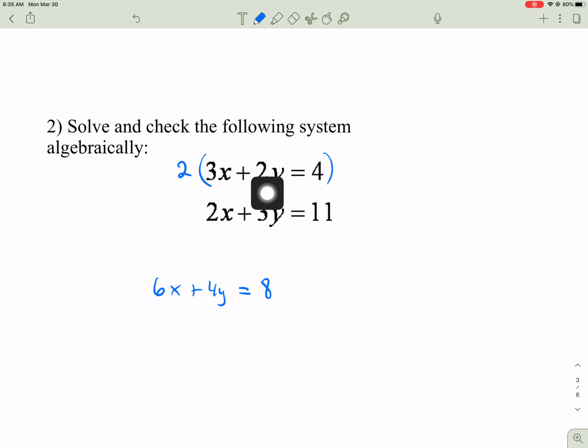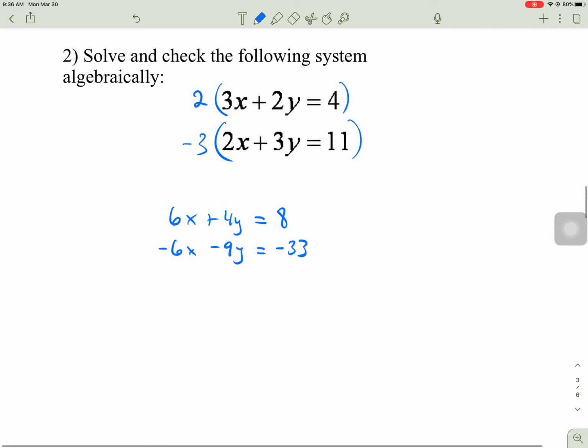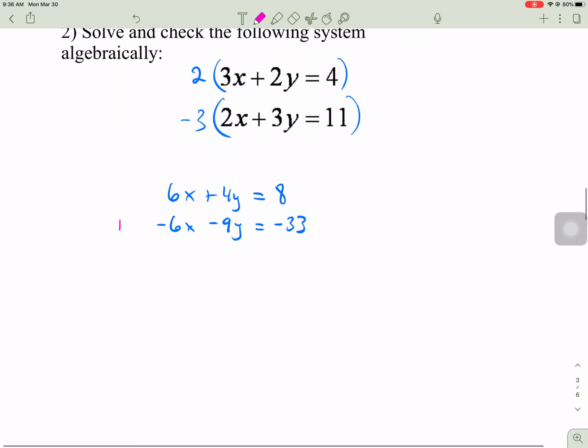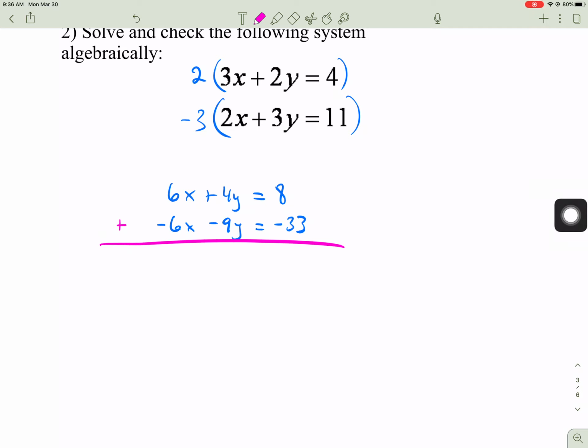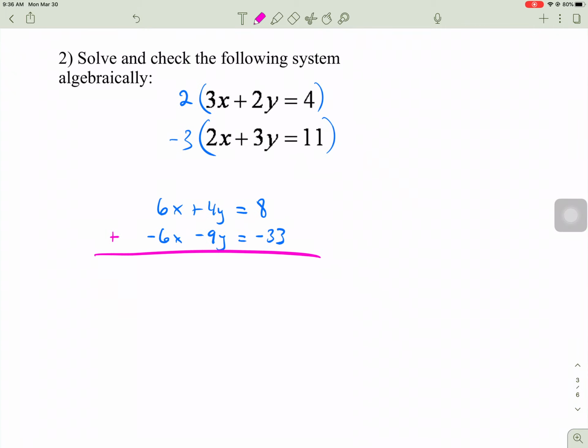Now, what do I have to multiply the bottom one by to get negative 6x? That's negative 3. So if I multiply everything in the second equation by negative 3, I get negative 6x minus 9y equals negative 33. Now I can add these together. And you guys can go ahead and finish and solve that. You'll see what happens when you solve. Solve for y, plug y back in, get x, get your ordered pair.